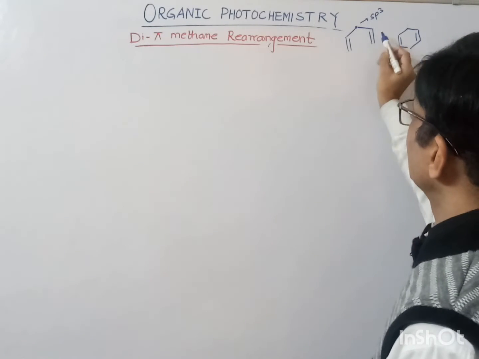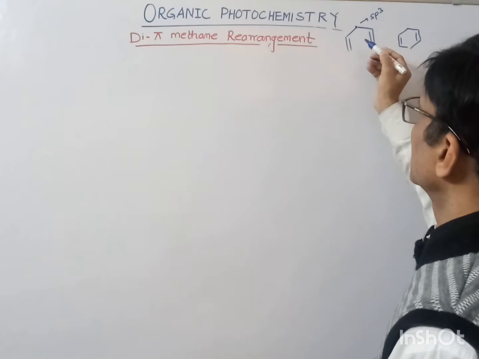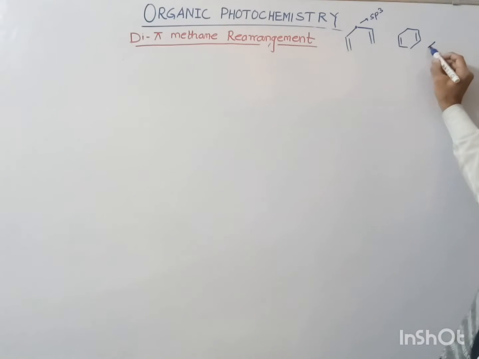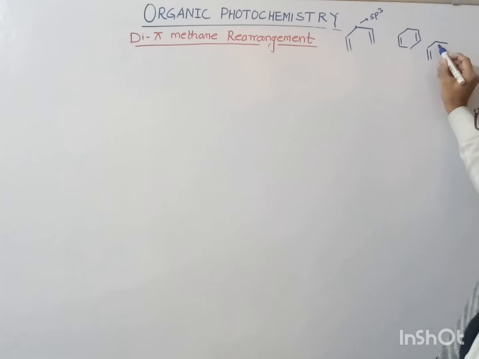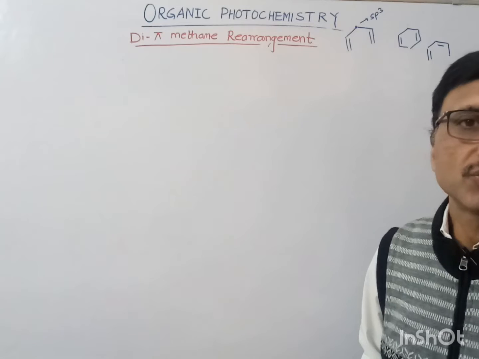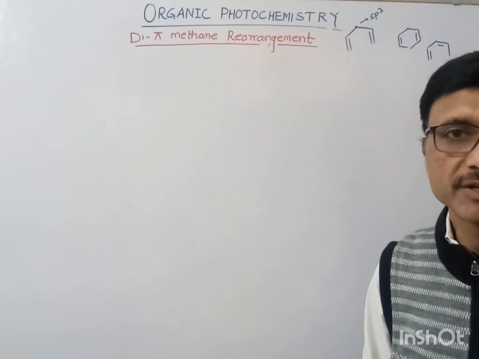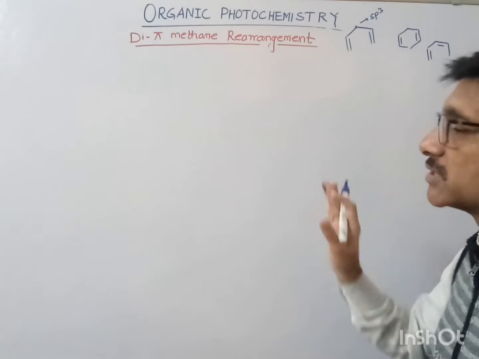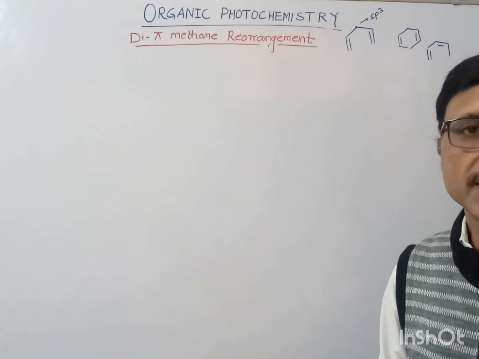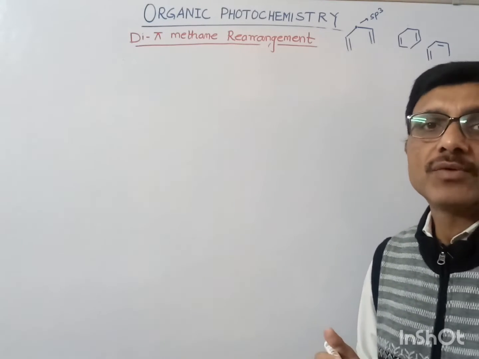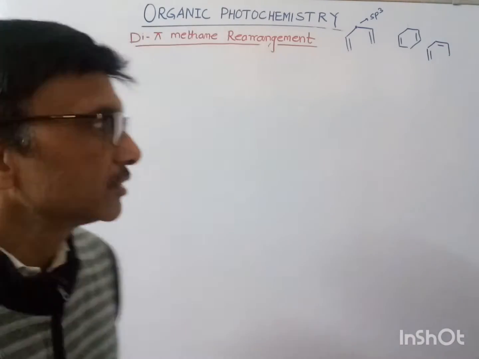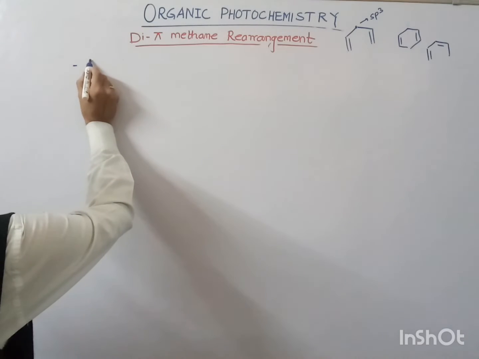This diene is a cross-conjugated diene. If we take a 1,3-diene, which is a linearly conjugated diene, such a molecule will not give the di-pi methane rearrangement reaction. During the reaction, first a 1,4-biradical is formed and then a 1,3-biradical is formed. Now some of the features of this reaction.